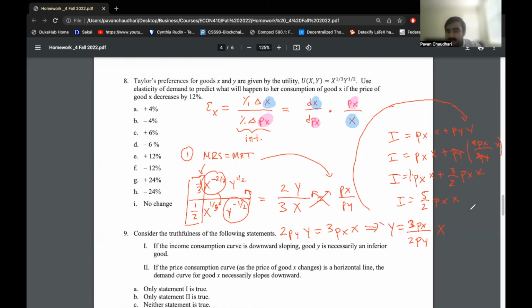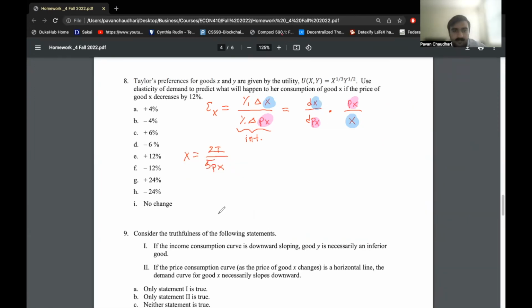We're also going to divide by px, right? So I'll do that here. We get x equals 2I over 5px. Okay. So now that we have the demand for x, we can use this to find the elasticity. So we want to do this in two parts. We want to do part one where we find the derivative. We want to do part two where we find the fraction, and we're going to multiply at the end.